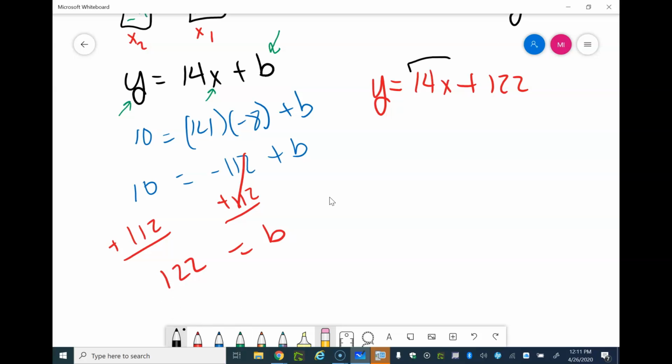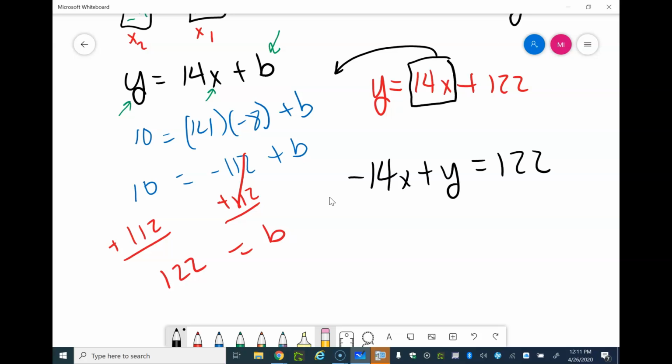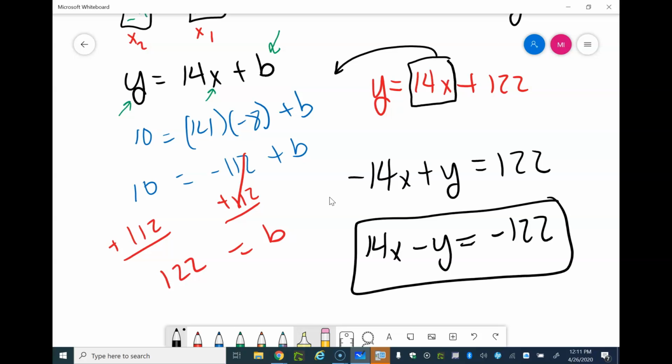We want to box in the first term here with the x, the slope, bring it to the front and change the sign. So negative 14x plus y is equal to 122. And if you want to write it without the negative in front, just make it 14x minus y equal to minus, and you go back and change all the signs. So this gives us our ax plus by is equal to c.